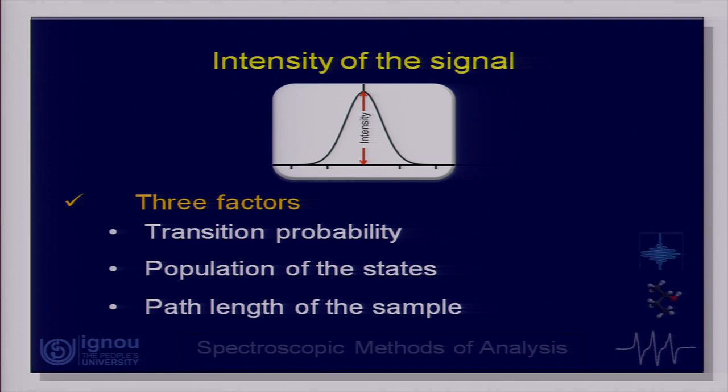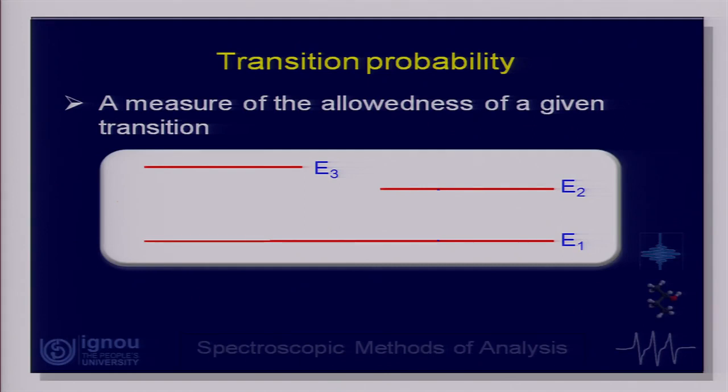Let us understand each one of them. First, the transition probability. Transition probability basically is a measure of the allowedness of a given transition. Now, what is this? Okay, let us take this picture here. I am showing here three energy levels, level 1 with energy E1, level 2 with energy E2, level 3 with energy E3. Now, let me think of two possible transitions, one from E1 to E3 and second from E1 to E2. I call it transition 1, I call it transition 2.